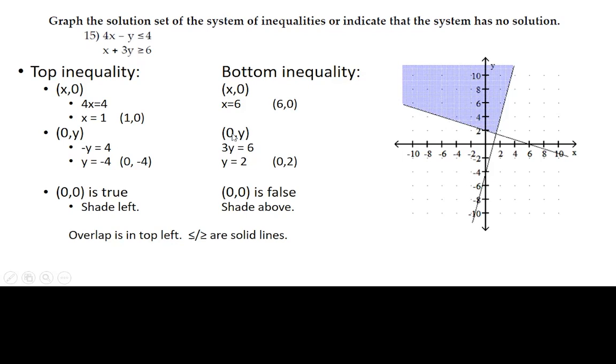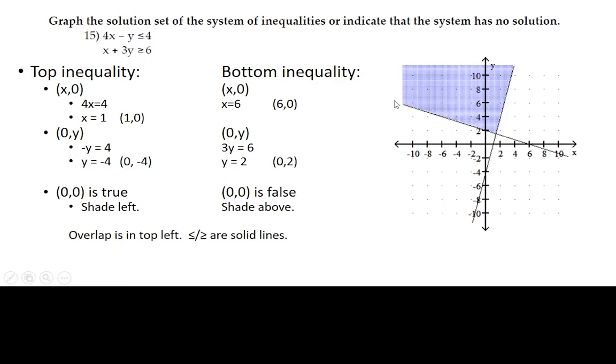Looking for the y-intercept, that's where x equals 0. X equals 0 makes that term go away. That just leaves us with 3y equals 6. Divide both sides by 3. We get y equals 2. So 0, 2 is the y-intercept. We plot that point right there, and we draw the line between those 2 points. So this line here, we get from the bottom inequality.